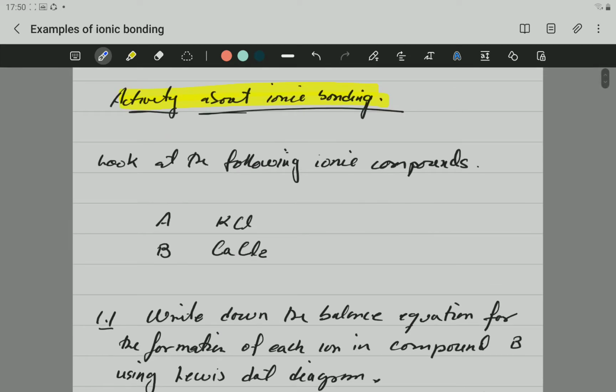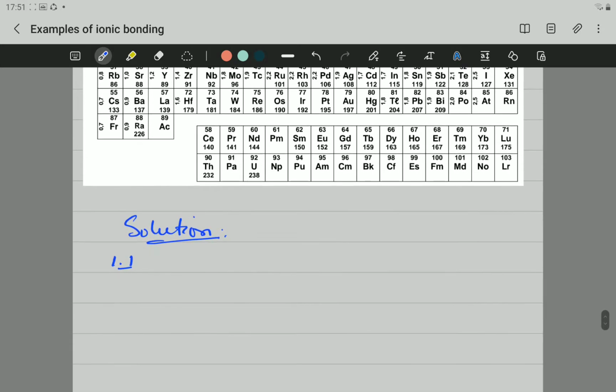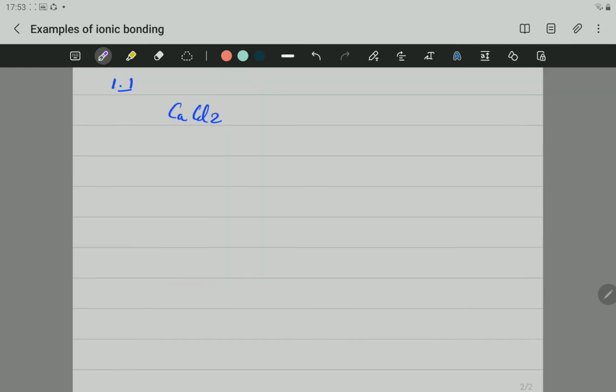So let's begin by writing down the valence equation for the formation of each ion in compound B. Let's write compound B here at the bottom: CaCl2. Let's first of all identify what ions make this specific compound. This compound is made from calcium and chlorine.